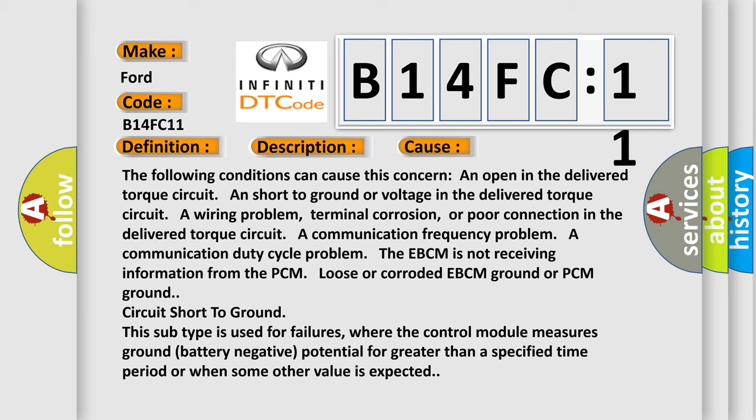The EBCM is not receiving information from the PCM, loose or corroded EBCM ground or PCM ground circuit, short to ground. This subtype is used for failures where the control module measures ground battery negative potential for greater than a specified time period, or when some other value is expected.